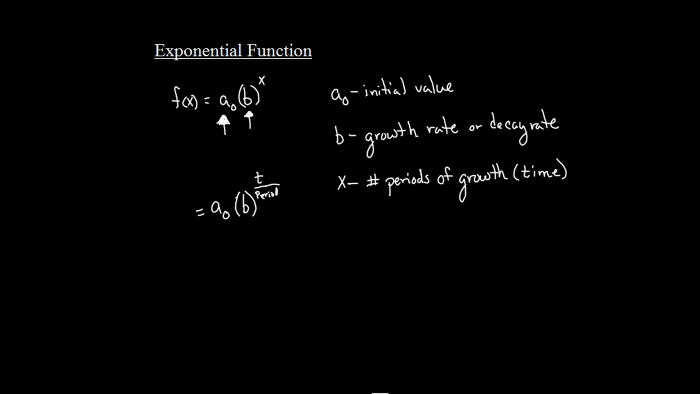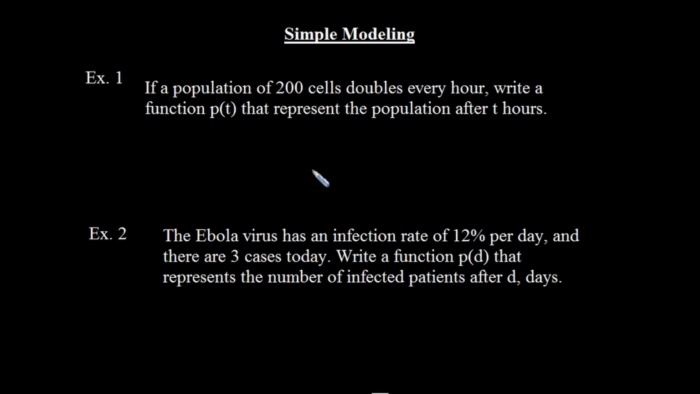So let's take a look at a few examples. If a population of 200 cells doubles every hour, write a function p of t that represents the population after t hours. So again, we're going to have some initial value as our beginning number right here. And then we're going to have the growth rate, and it's going to be raised to the amount of time.